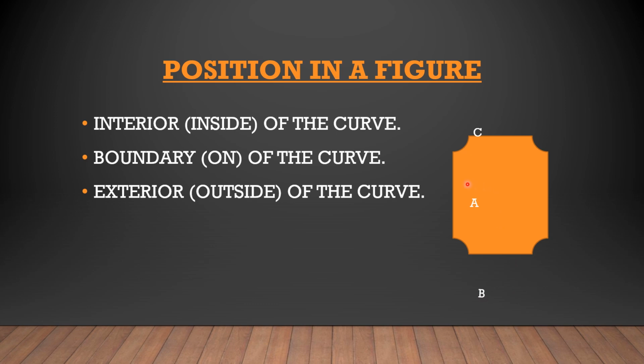Here more than one point can be possible for a figure. Whatever points are lying inside the figure, write in the first one. Points on the boundary, like here C, write in the second. And the points lying outside the figure, here I am considering only one point, but more than one point can be possible. So in the third, exterior of the curve, is point B.